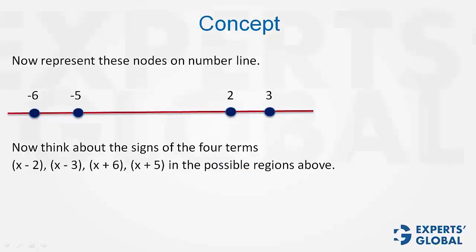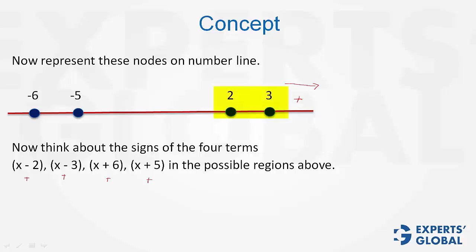Now imagine these 4 terms are being multiplied: x - 2, x - 3, x + 6, and x + 5. The smallest of these values is x - 3, represented by this node, 3. So in this range, when x is greater than 3, what happens? The smallest of these 4 terms, this, becomes positive. If this becomes positive, the other 3 also, of course, become positive, and therefore the value of the product is going to be positive. At x equals 3, the value of the product will, of course, be 0, because one of the 4 terms becomes 0.